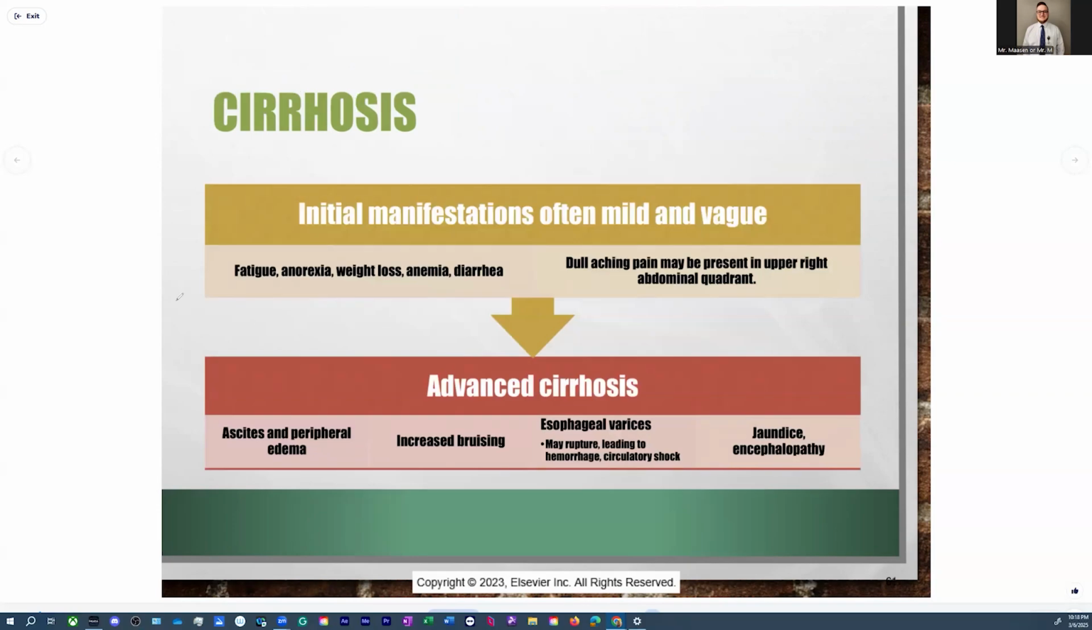So let's talk about the manifestations. What does it look like? Anorexia, weight loss, anemia, because of red blood cell production, right? Abdominal pain of the right upper quadrant, because the liver's in our right upper quadrant. Later, you're going to see fluid shifts, so edema, something called ascites. We'll talk about ascites in a second. You're going to see esophageal varices. Varices is an ulceration and scar tissue development in the esophagus. And then jaundice, encephalopathy. Encephalopathy is basically confusion based on elevated ammonia levels.